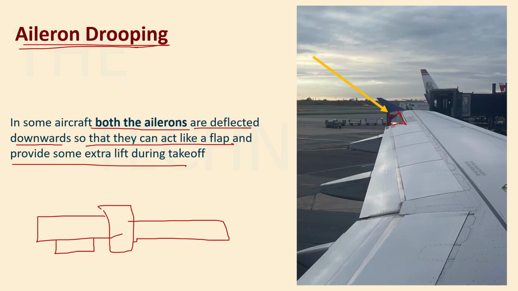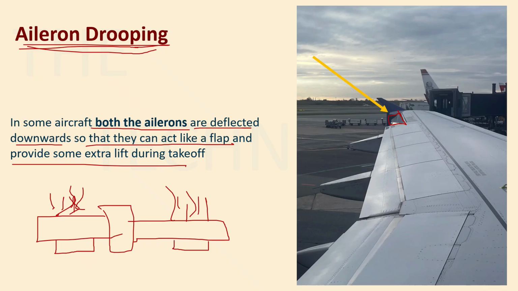But in some aircraft, what they have done is they have moved the ailerons downwards together. So it helps as they work like flaps. Flaps, I think we have covered. If we haven't, flaps are what increase the lift at lower speed, right? So this symmetrical movement of aileron, which works like flaps, is known as aileron drooping.